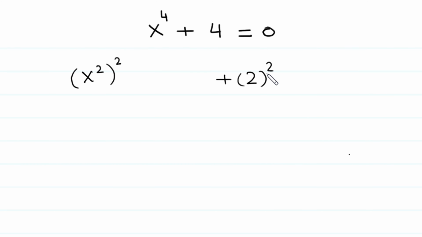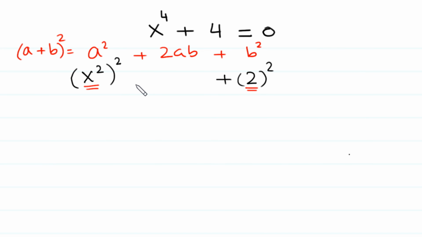Now there is an algebraic identity that a plus b whole square is equal to a square plus 2ab plus b square. In this case, a is x square and b is 2. Now we have to write here plus 2ab: plus 2 times, for a we write x square times, and for b we write this 2. Now you can see that we have added plus 2 times x square times 2.